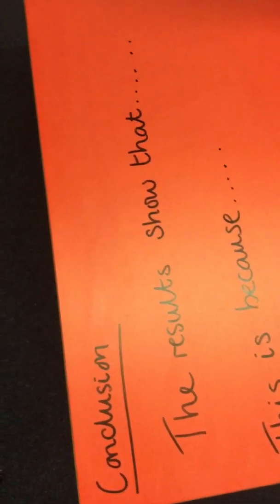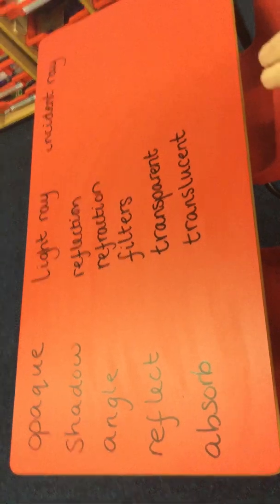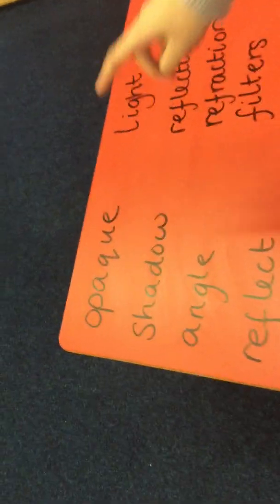What have you learnt? Okay, now the last table, if you like, of writing has got lots of scientific vocabulary that we have looked at, okay, so far in our light study. So we've looked at the word opaque. Think about what that meant.